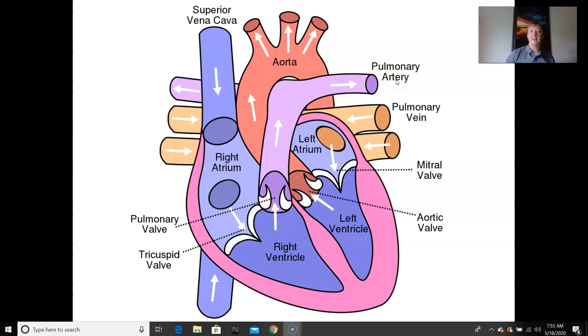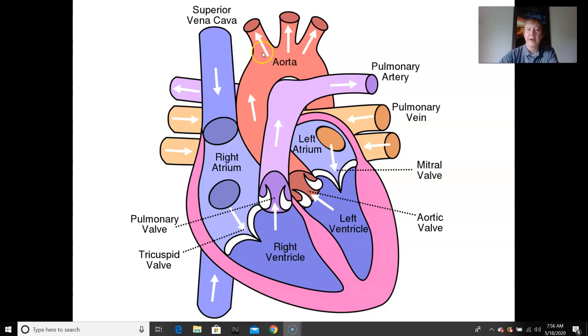So remember, the key thing is an artery is carrying blood away from the heart. So in this case, it's going away from the heart into the lungs. Remember, pulmonary refers to the lungs. And then it comes back into the left atrium, to the left ventricle. All right, and that's where it gets to the aorta, which is the first major artery, right, where blood is leaving the heart to go to the rest of the body.